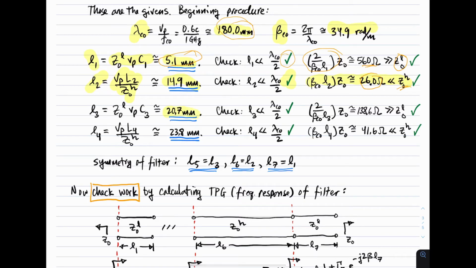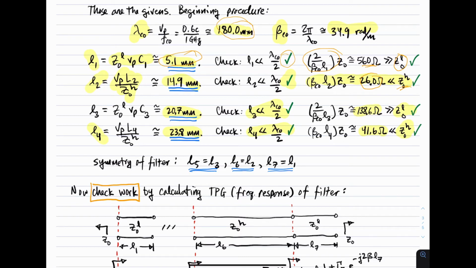We get L3 is 20.7 millimeters. That's certainly much, much less than 90 millimeters. And this value of 138.6 ohms is certainly much, much greater than 20 ohms. For L4, we get 23.8 millimeters. That's still much less than 90 millimeters. And the impedance criterion, we get 41.6 ohms. That has to be less than 120 ohms.